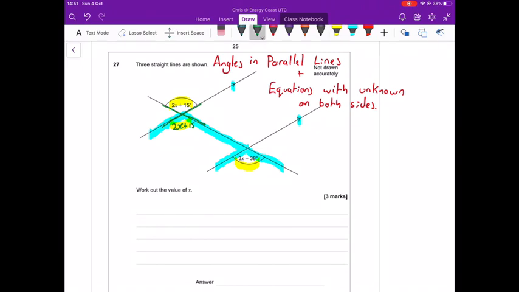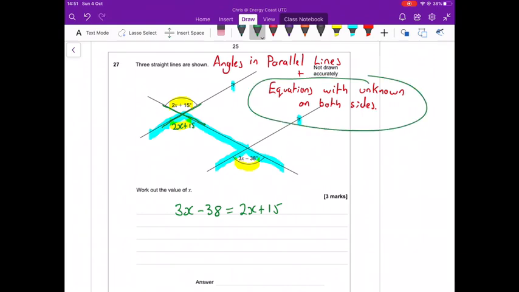So I know that, I'm going to be even more confusing and write these the wrong way around, but I know that 3x minus 38 has to be equal to 2x add 15, okay? Basically this thing here has to be equal to this thing here, okay? Now I've got a horrible equation I need to solve. I've got x's on both sides, okay? This is why I've written this thing here. These are quite tricky to do.